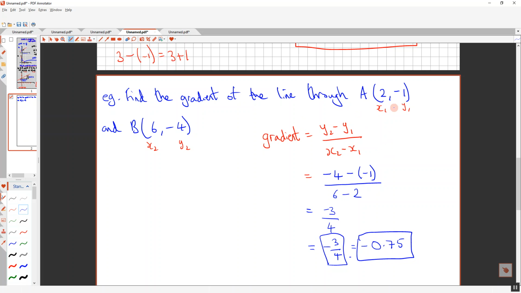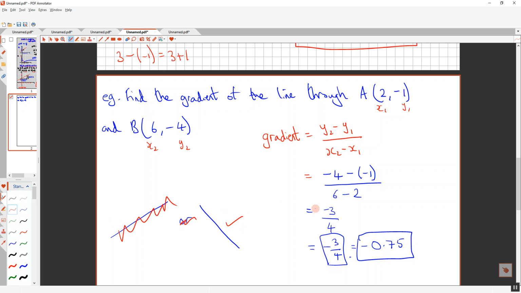What is that telling us about this line though? Okay, I'll give you a clue. The gradient is negative. So is the line going to be sloping upwards, or is it going to be sloping downwards? Okay, so remember from yesterday's lesson, we said if it's a negative gradient, it is sloping downwards. So it is not this one. It would look something like that.